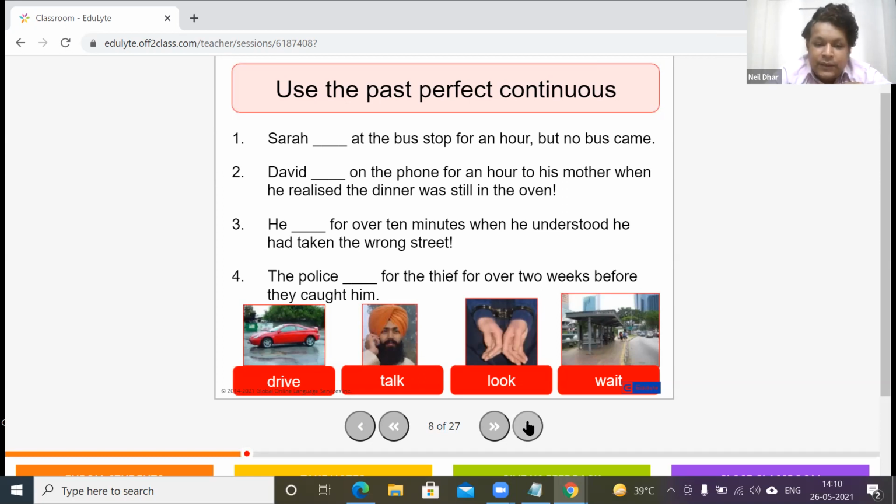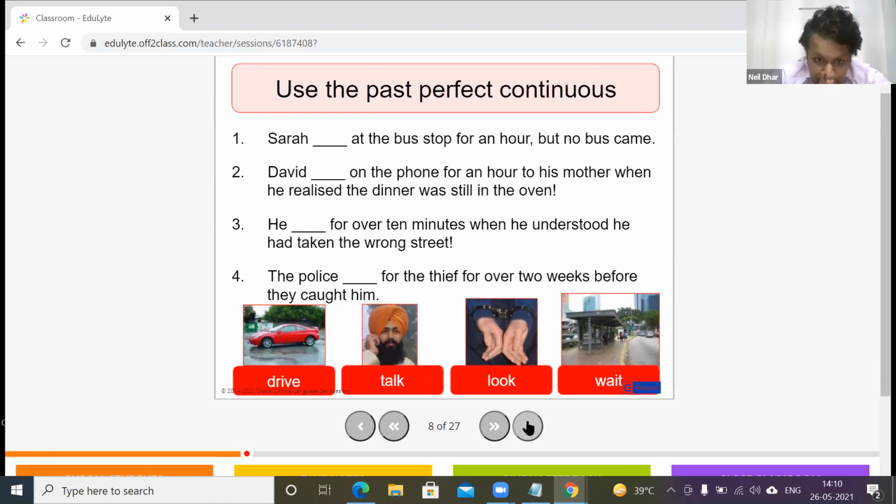define the time. So Shara must have waited for 1 hour, that is 60 minutes. So she was continuously waiting for 60 minutes and still no bus came. So over here you're correct. Shara waited at the bus stop for an hour, but no bus came.